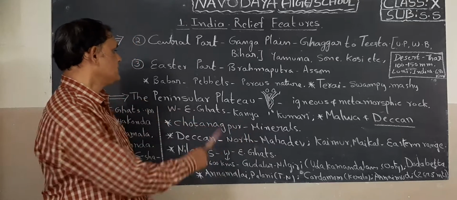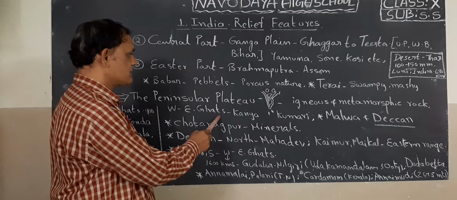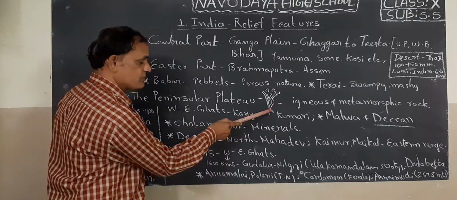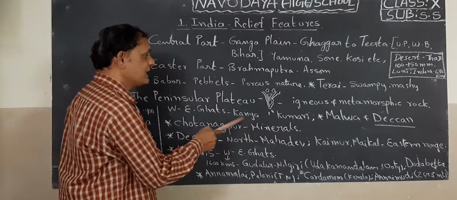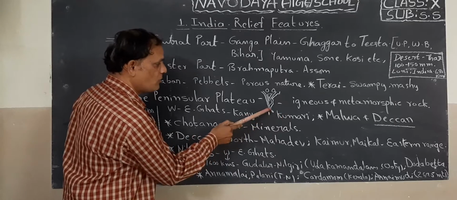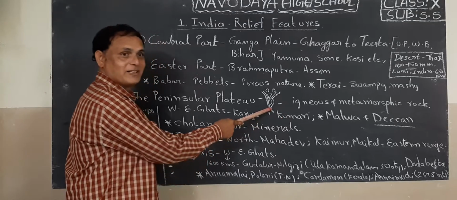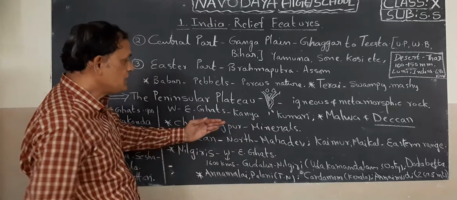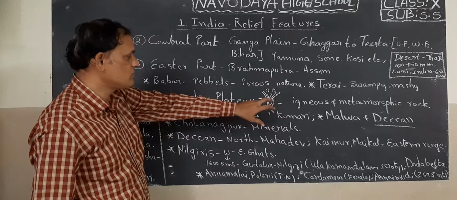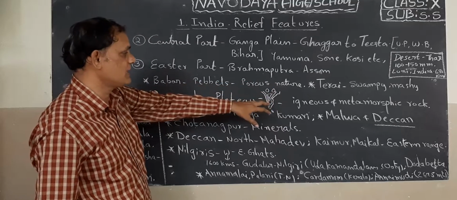Listen, children. Eastern Ghats and Western Ghats. At the tip of the south, we can find one very important place, that is called Kanyakumari. Where is Kanyakumari? Here. Okay. The next one, we are discussing plateaus, children.